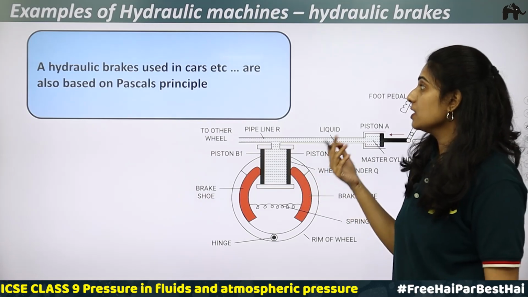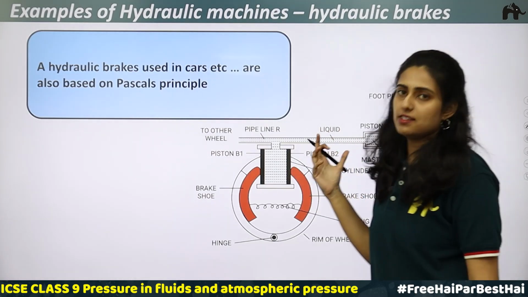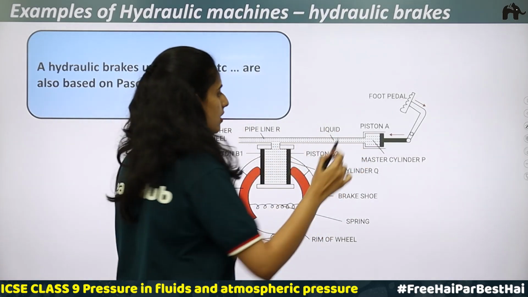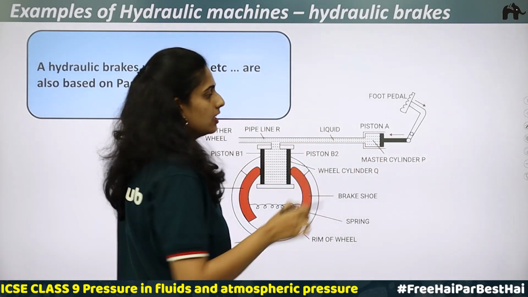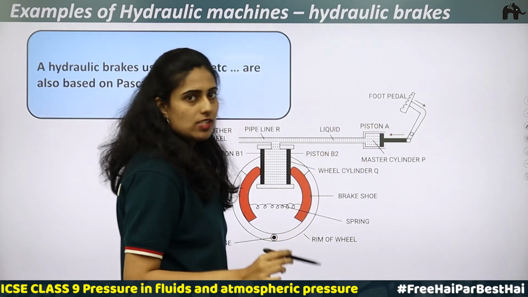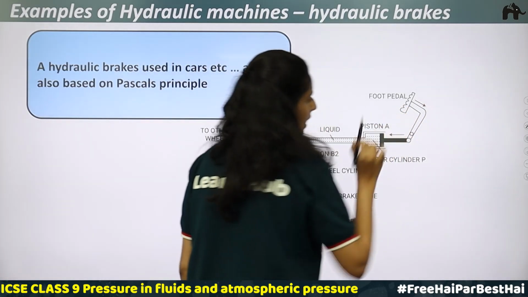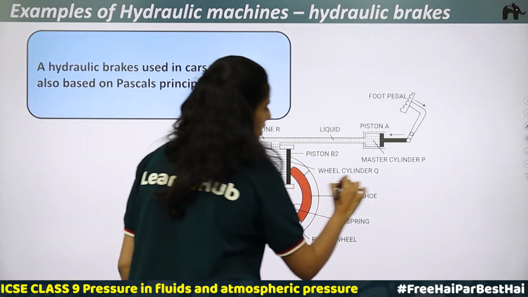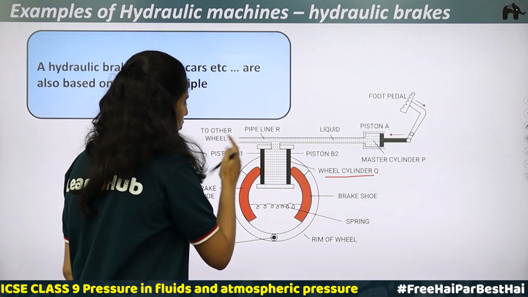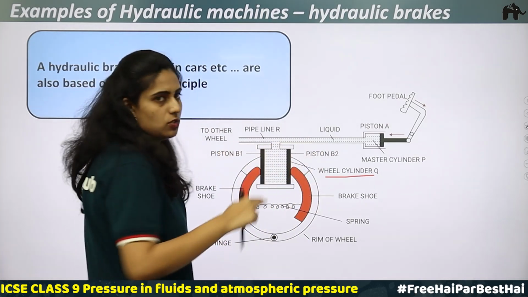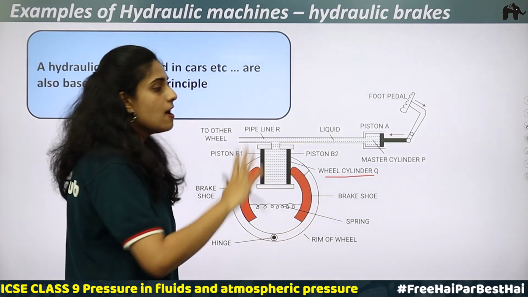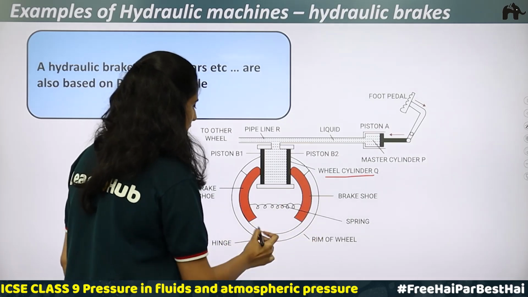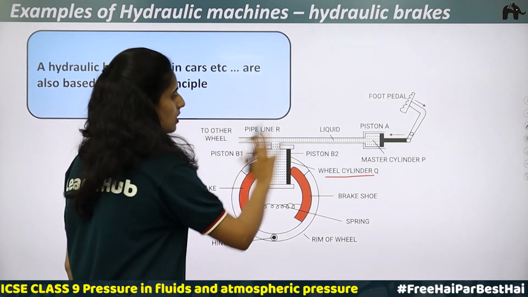Hydraulic brakes that are used in cars, etc., are based on Pascal's principle. So this is the setup. Here you have a pipeline R, then a master cylinder P, then a piston A which is attached to a foot pedal. At the other end of the pipeline R, you have a wheel cylinder Q. Then you have two pistons, B1 and B2, for different wheels. Here you can see only one wheel. For different wheels, there will be separate wheel cylinders. Then you have the brake shoes, a spring and the rim of the wheel. So this is the setup.